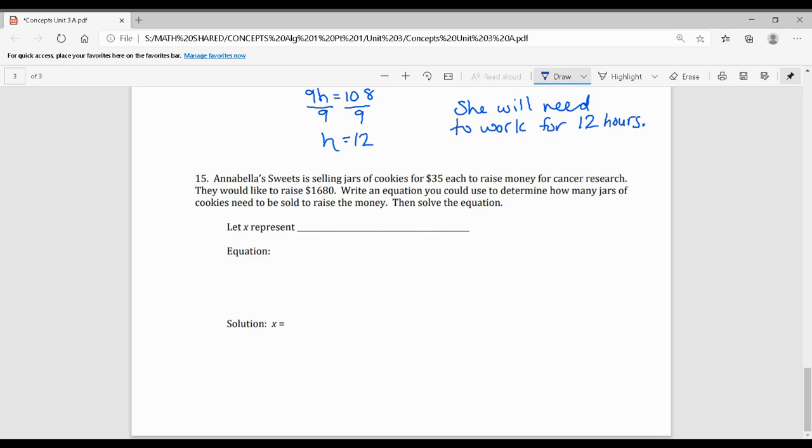So the first thing we need to do is define our variable. Before they said, let H be hours. This time around, we have x. What are we looking for? What's the question asking me to find? Determine what? How many jars of cookies? Right. How many jars of cookies? So x is going to represent the number of jars of cookies.